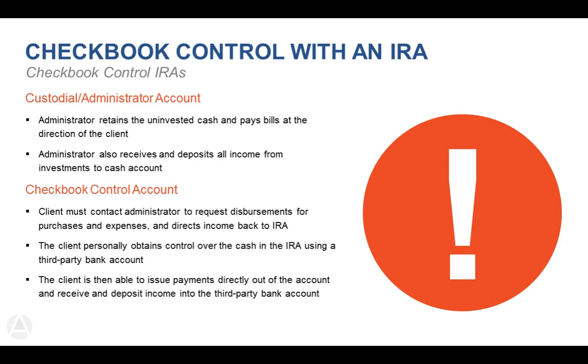So in a custodial administrator account, the administrator retains all the uninvested cash, so any cash that you did not initially invest into the real estate or any cash flow from the property, whether that is mortgage payments, principal and interest or interest-only payments, rental payments, the sale proceeds from the sale of an asset or the payoff of a note, all those cash deposits flow directly back into the IRA. That's administered by your self-directed IRA administrator.